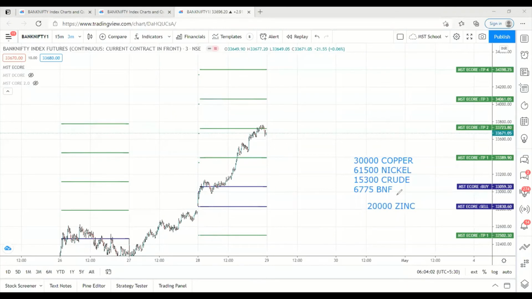So yesterday buy activated at 33,059. First target done, second target also done. So how many points did we get yesterday? From 33,059 to 33,723. So 664 points yesterday we have got. 664 points profit yesterday as per this core. So the profit is 16,600 rupees. 16,600 rupees in Bank Nifty as per core.